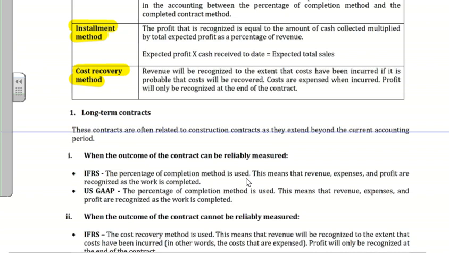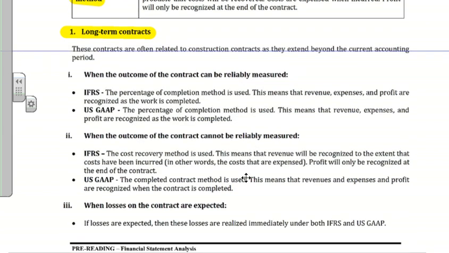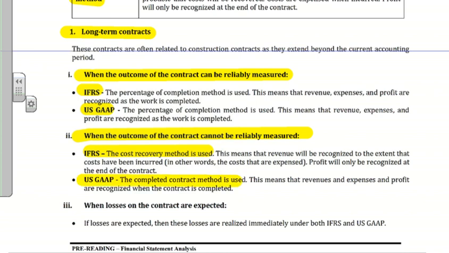What about some long-term contracts? Okay. These contracts, typically, where would you find long-term contracts? Things like when you've got construction contracts. Okay. And we've got the different methodologies over here. When the outcome can be reliably measured, IFRS says use percentage of completion method. US GAAP says percentage of completion method as well. When the outcome cannot be reliably measured, IFRS says just use cost recovery. In other words, only recognize as much revenue as relates to costs. US GAAP says use the completed contract method.